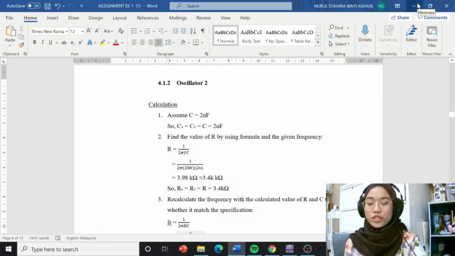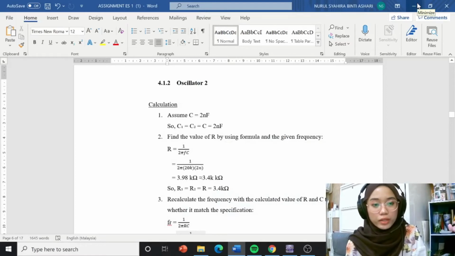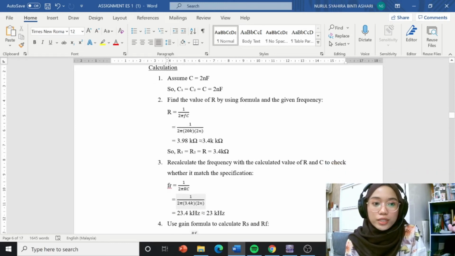Hi sir, my name is Nurul Syairah binti Asarin and I will be presenting oscillator 2. Oscillator 2 is the Wien bridge oscillator. So this is the calculation.